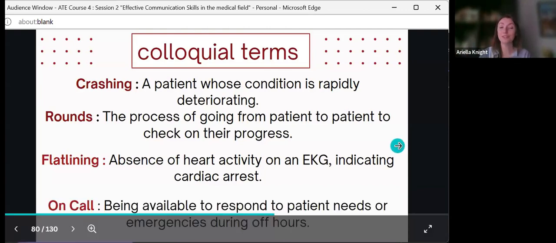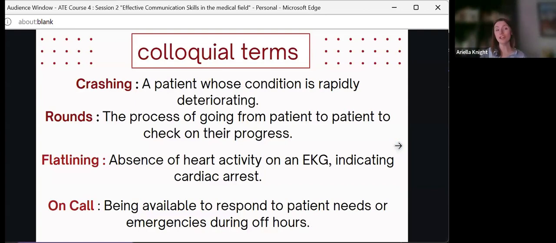And the last one is to be on call. When a doctor says they're on call, it means they're available to respond... Oh no, sorry, excuse me. On call is when you're not at work, but you are responsible in case they need you to come back to work. So a doctor who's on call cannot be far from the hospital or from the medical clinic.